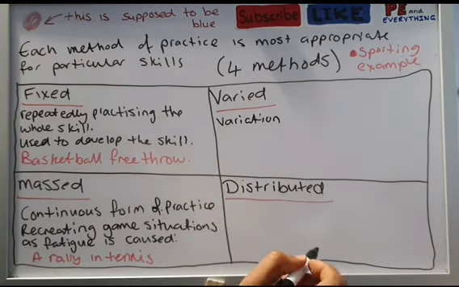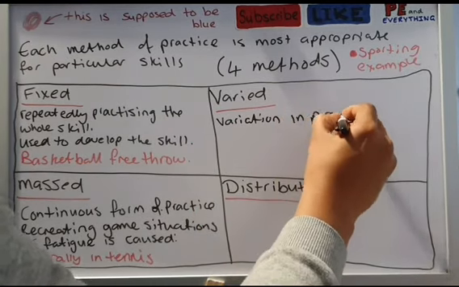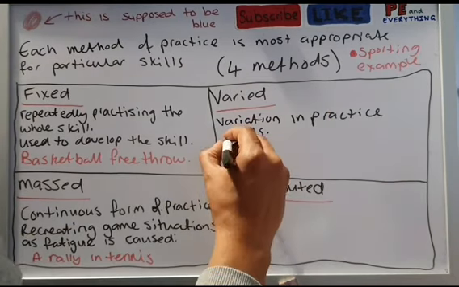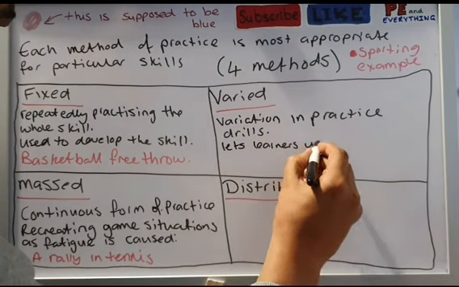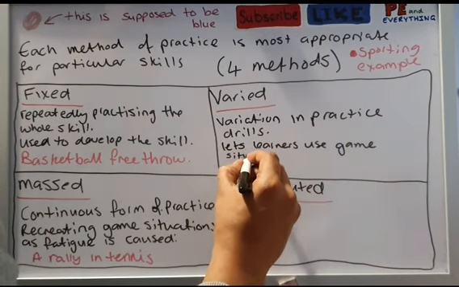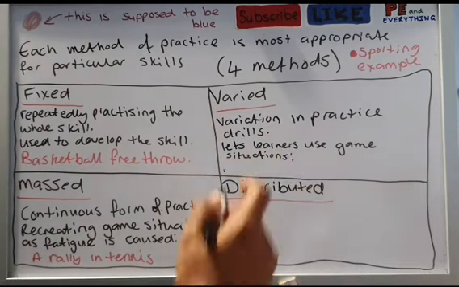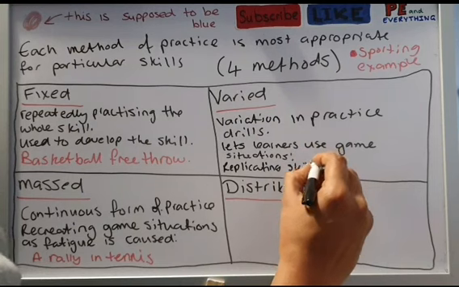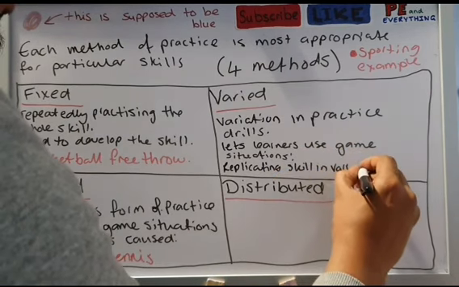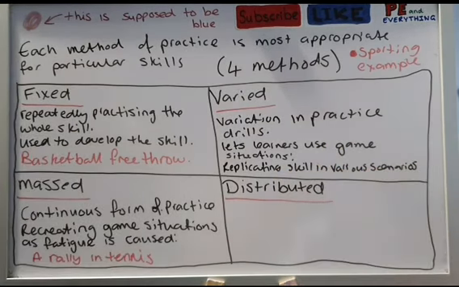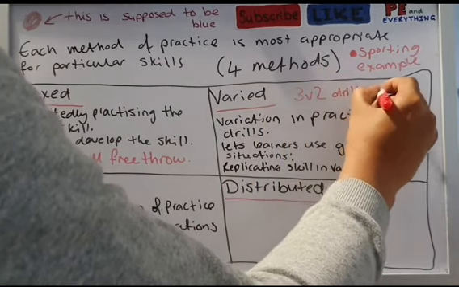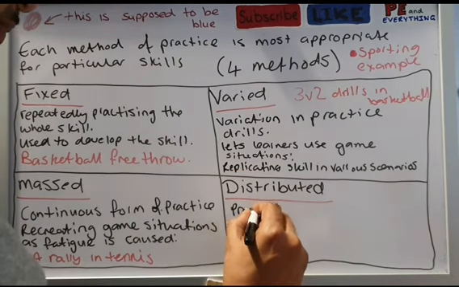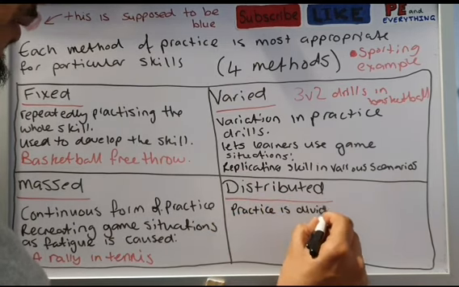Perfect. A varied method, a variation in practice drills, replicating the skill in various scenarios, best suited for open skills. It lets the learner get used to the game situation. For an example, it would be maybe a 3v2 in basketball drill. Then the final method of practice would be distributed.